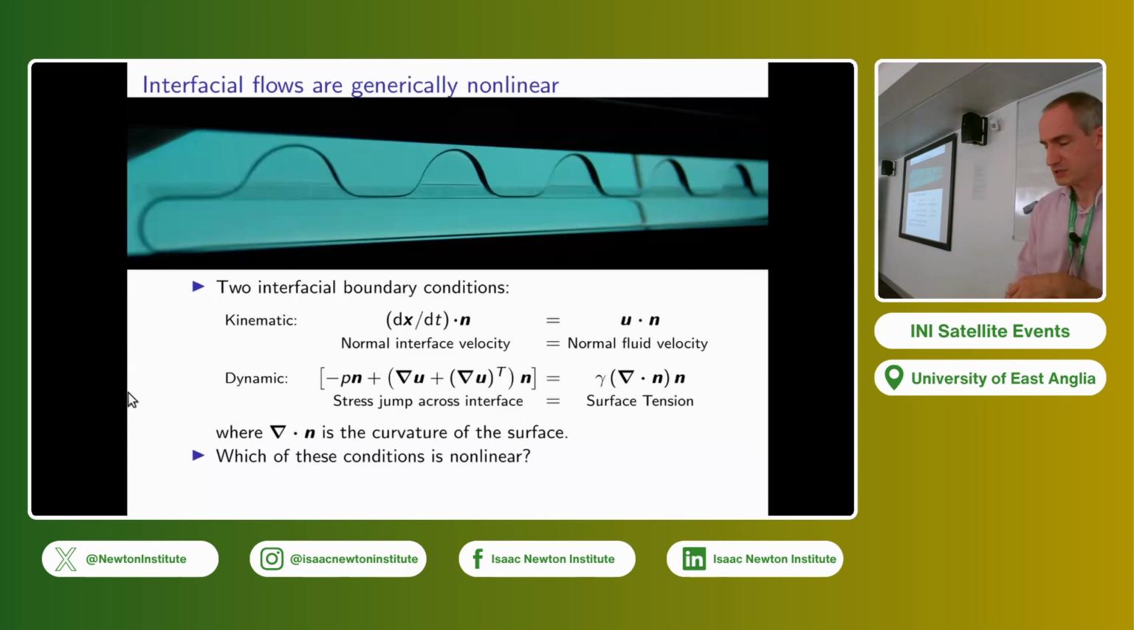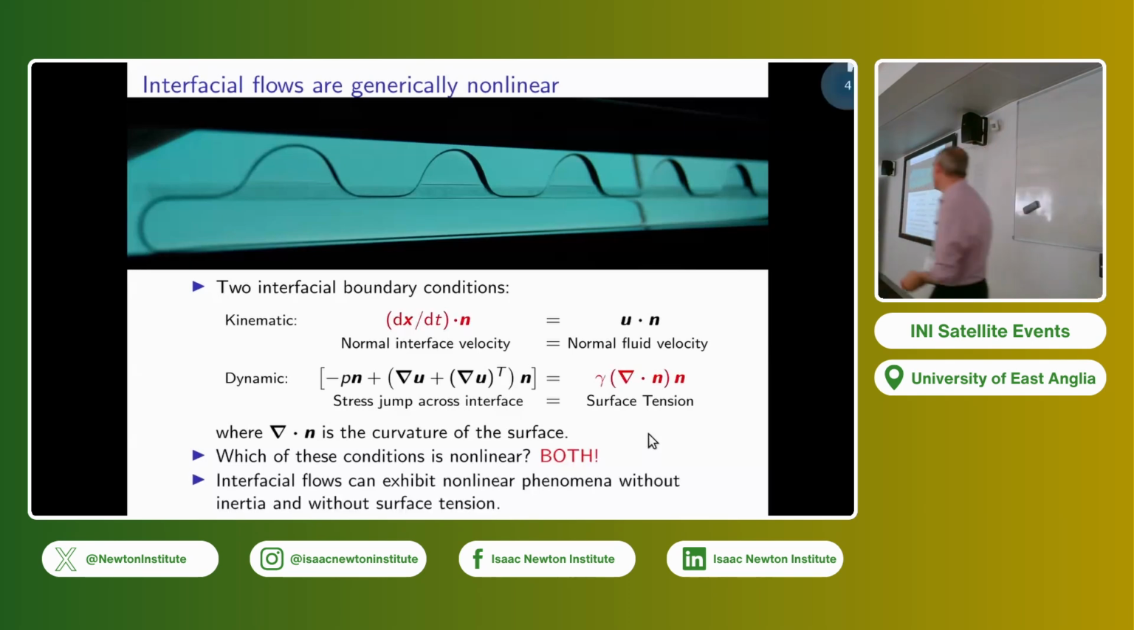And then there's a dynamic condition which says that the stress jump, so p is the pressure, across the interface is balanced. In this case, this is the normal pressure, the normal stress jump, by the surface tension multiplied by the curvature here, the gradient normal. So, which of these conditions is nonlinear? If I've said that interfacial flows are generically nonlinear. This is the interactive part where everybody jumps up and shouts out. All of them. Exactly, both of them.